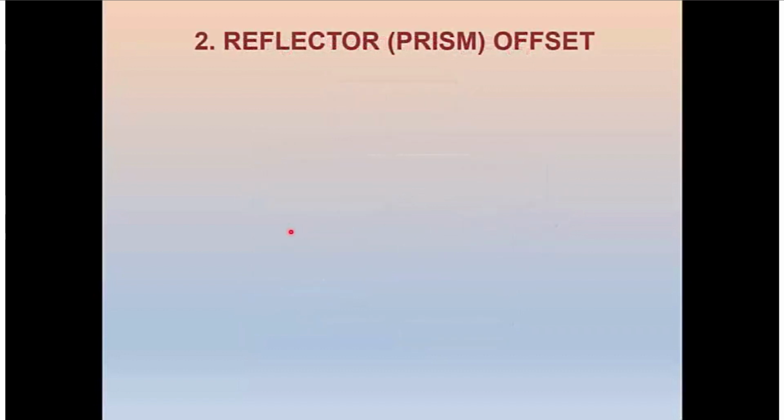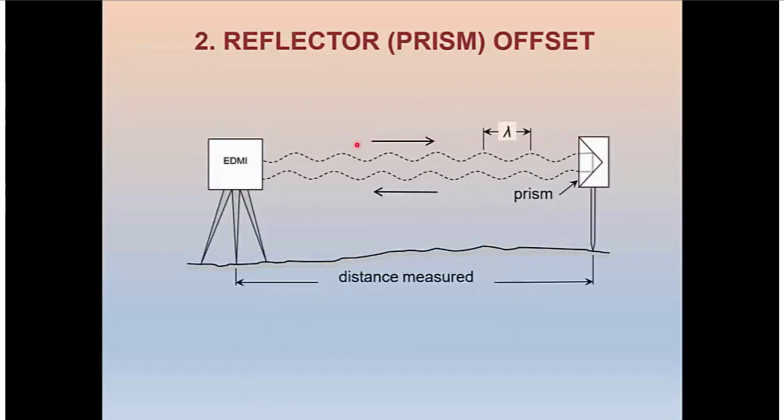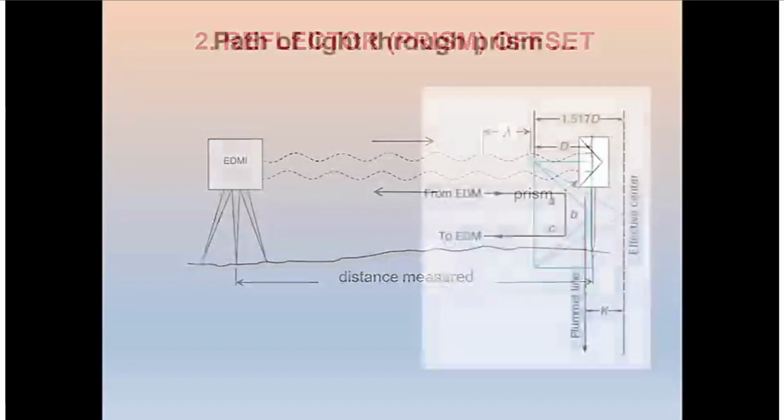The second systematic error is the reflector prism offset. In the reflector prism offset, we're looking at what's happening here in the prism in the EDM measurement process. Here the EDM is issuing its wave, and the wave comes to the prism. It travels through the prism glass, reflects off of the surfaces here, comes back out, and then returns to the EDM instrument, and the measurement is determined by the EDM instrument. What we want to do is focus on what's going on in the prism right here.